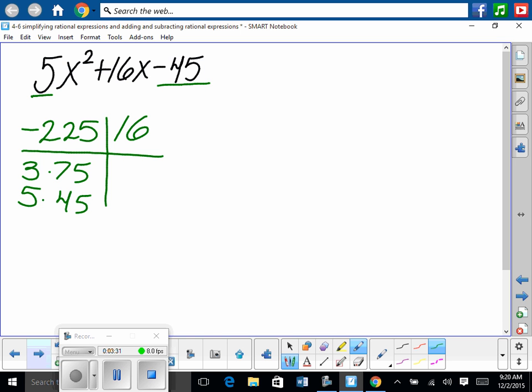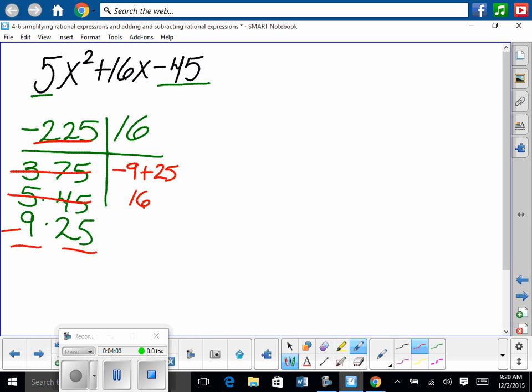225 divided by 6. Nope. 225 divided by 7. Nope. So 9 and 25. Okay, let's check these ones, see if any of them can add up to be 16. 3 and 75, no. 5 and 45, no. How about these? Yes. Which one would need to be negative? 9. Now check it. Does it work in both? Yep, that is negative 225, and negative 9 plus 25 does equal positive 16.